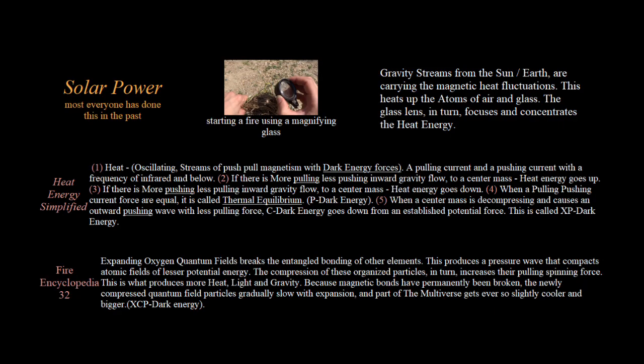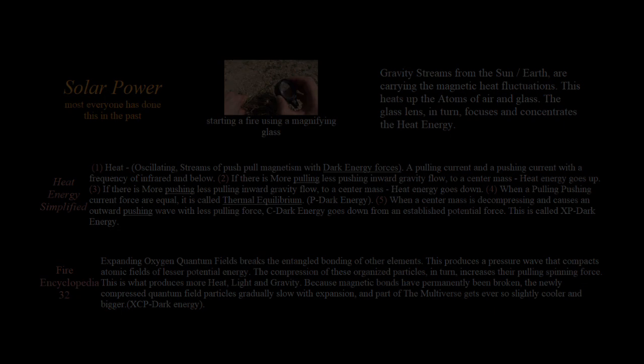Fire, Encyclopedia 32. Expanding oxygen quantum fields break the entangled bonding of other elements. This produces a pressure wave that compacts atomic fields of lesser potential energy. The compression of these organized particles, in turn, increases their pulling spinning force. This is what produces more heat, light, and gravity. Because magnetic bonds have permanently been broken, the newly compressed quantum field particles gradually slow with expansion, and part of the multiverse gets ever so slightly cooler and bigger, XCP dark energy.